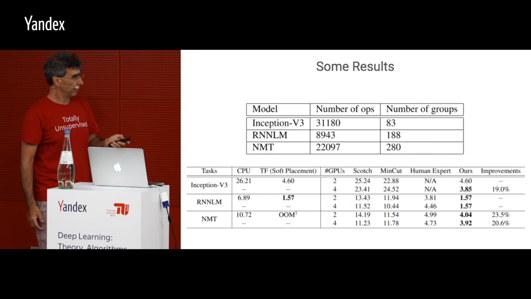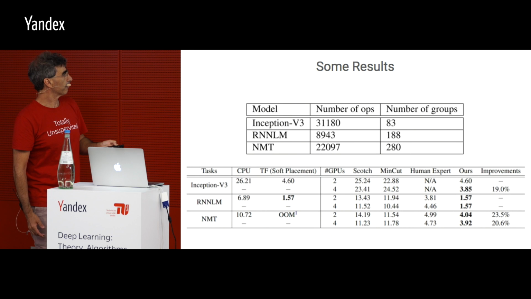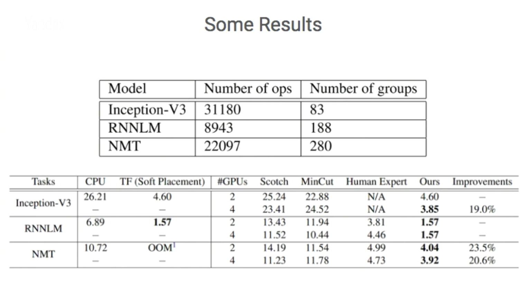So what we can see is that for Inception, we get about 19% improvement over the best ones. For neural machine translation, like 20% as well. For RNNLM, we were not able to get better than what TensorFlow itself was providing. But at least for the other ones, we do get about 20%. So that's good, but what does it actually mean?